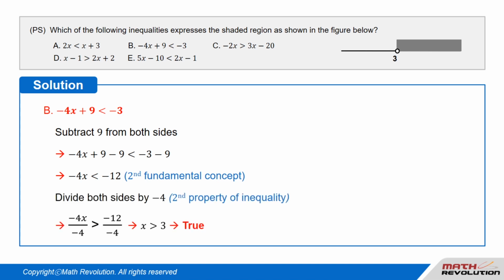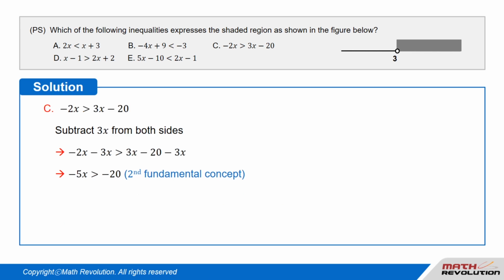Now, divide both sides of the inequality by negative 4, and according to the second property of inequality, that is the negative rule, which says that when we are dividing by a negative number, the inequality sign will change. We get negative 4 times x over negative 4 is greater than negative 12 over negative 4, or x is greater than 3. Thus, the option is true as we are looking for x is greater than 3.